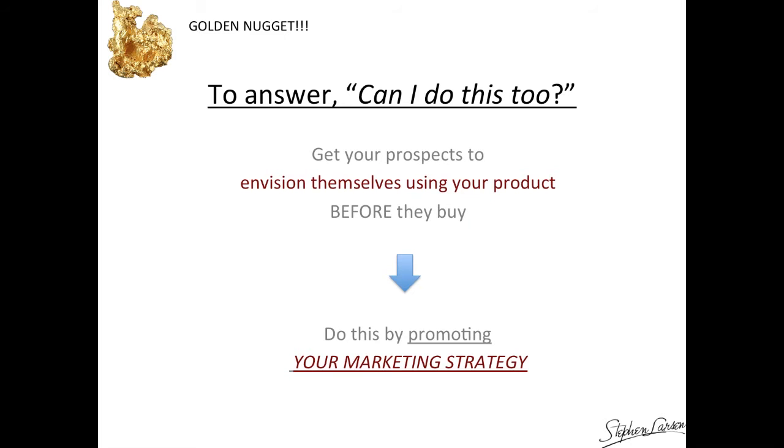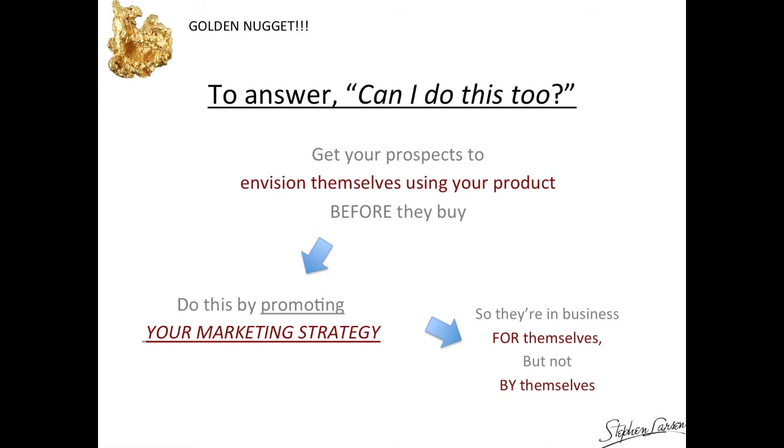This is a big long one, okay? And here it is, here's the golden nugget. The best way to help someone envision themselves inside of your business is to promote your marketing strategy, right? If you can do that, that's the key. Show people the exact system that you use to build your business. Show people the list. Show people the security they're going to have when they get in. Hey, we got a plan for you. You know what I mean? That way, when they get in business for themselves, they're not in business by themselves.